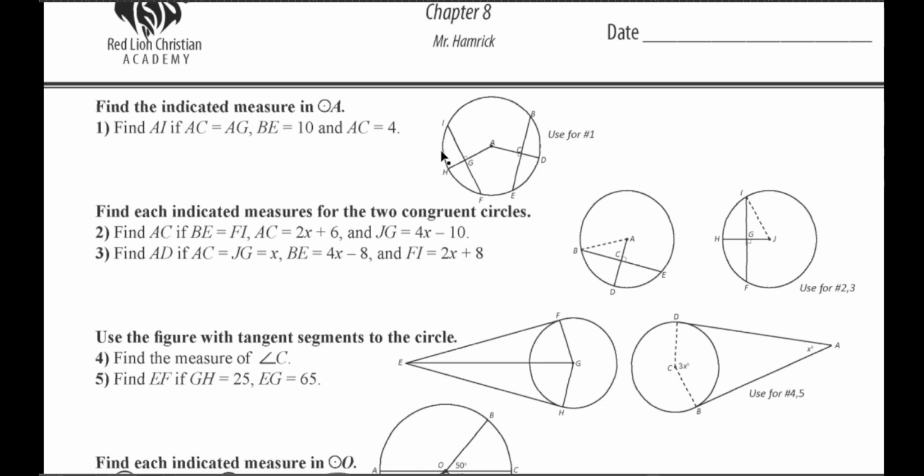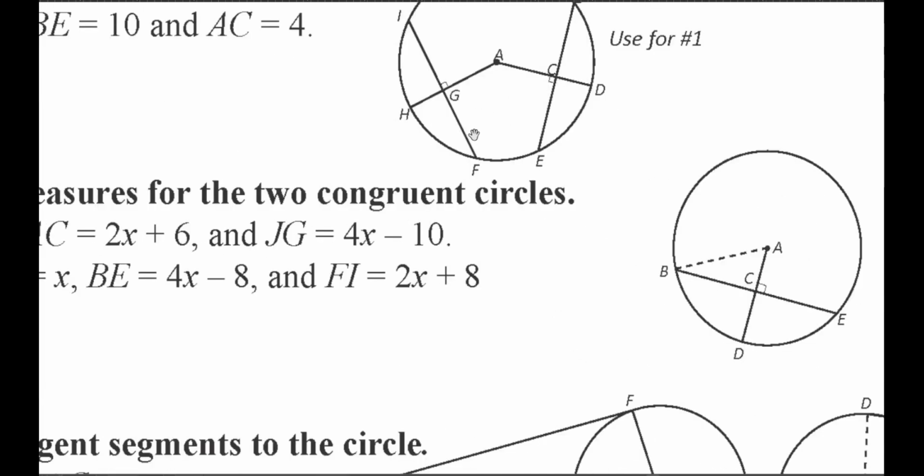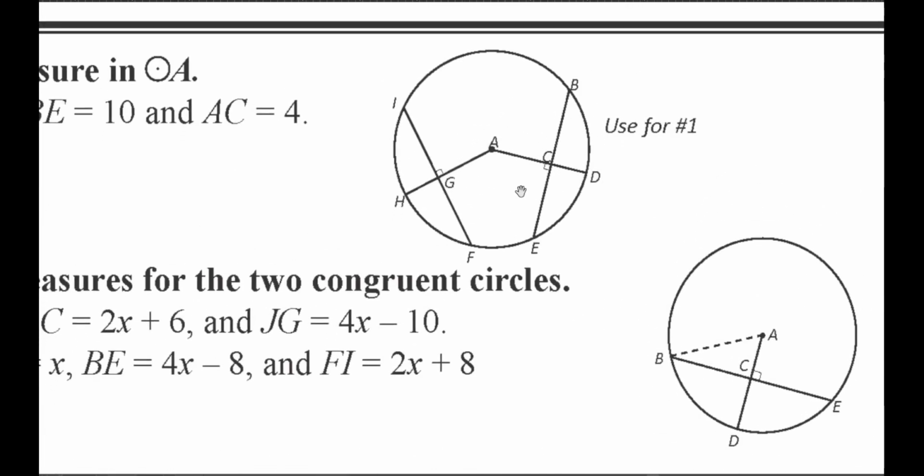What do we know about some of this stuff? Let's blow this up a little bit. Even if you're not taking the test, you can participate, can't you? So what do we know about this? AH is a what? Oh, that's Aaron Hamrick. That's me. So AH is a radius, and AD is a radius.